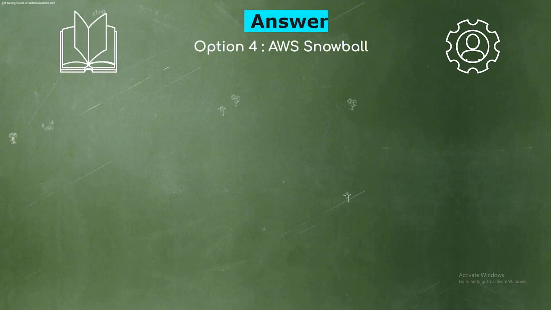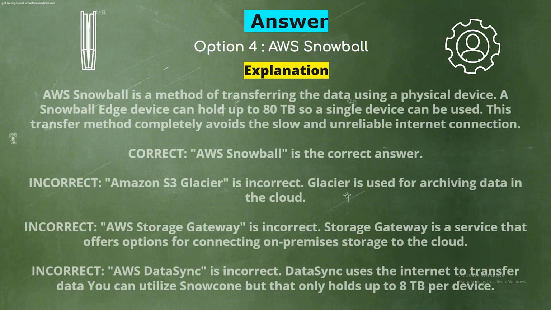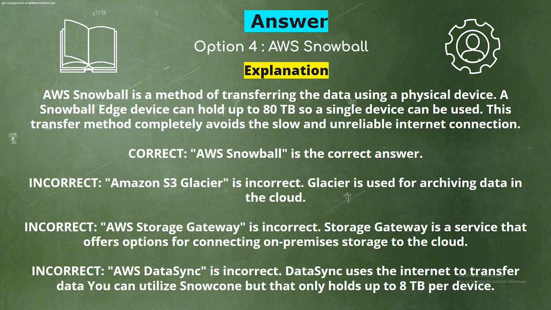AWS Snowball. Explanation. AWS Snowball is a method of transferring the data using a physical device.